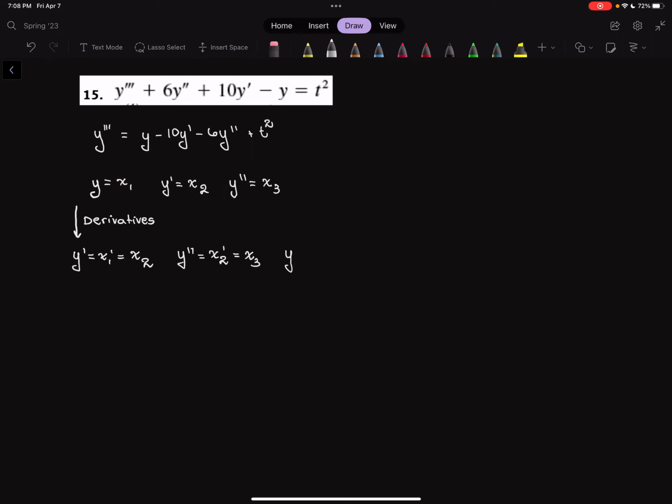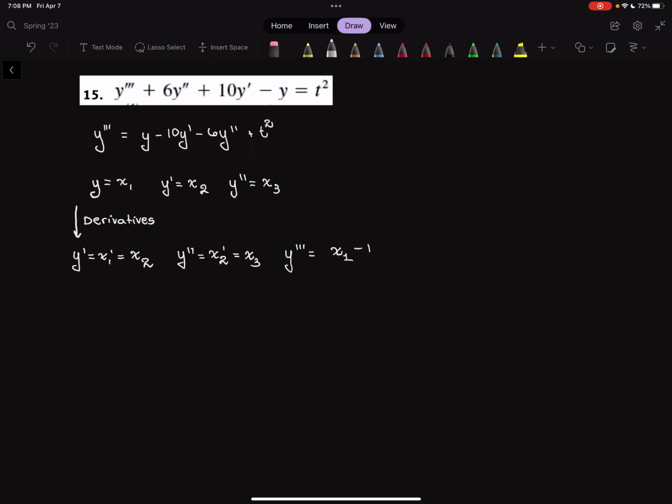Well, if I take the derivative of this, what am I going to get? I'm going to get y triple prime. And what is y triple prime? Well, we have it up here. So what we're going to do, though, instead of writing it with respect to y, we're going to write it with the definitions that we made. So y is equal to x sub 1, so I'll write x sub 1 here.